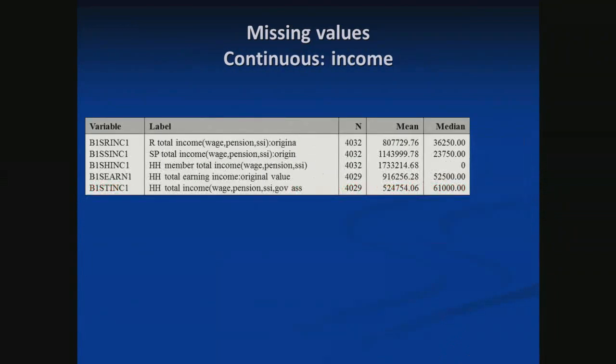Okay, so how about this? This is a set of measures of income. All these are different measures of income: total earning income, the respondent's income, the spouse income, household income. All these are measures of income. So just looking at the means and the medians, does anything stick out? It's highly skewed. Right, well, they're very different.